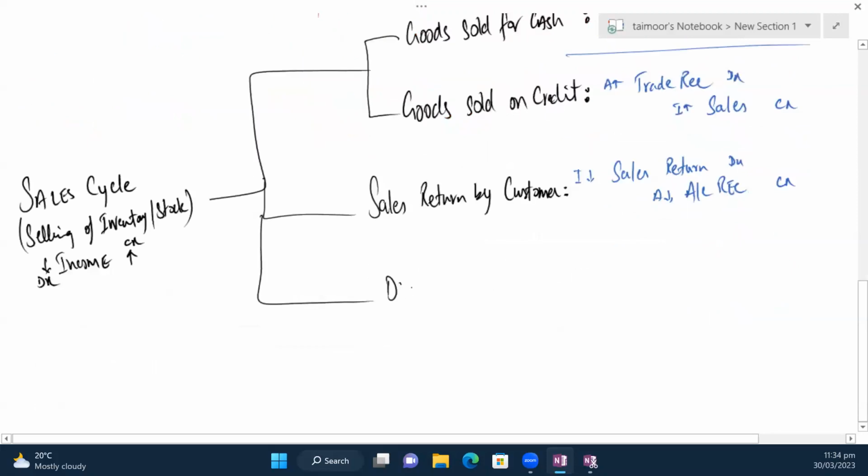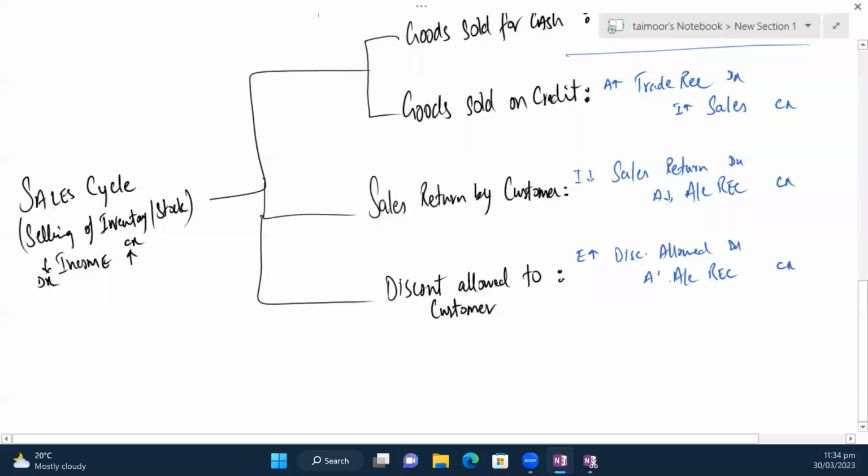Next is discount allowed to customer. When you allow discount to your customers, तो इसकी क्या entry होगी? The entry for this will be discount allowed debit and account receivable credit. Your expense is increasing, your asset is decreasing.